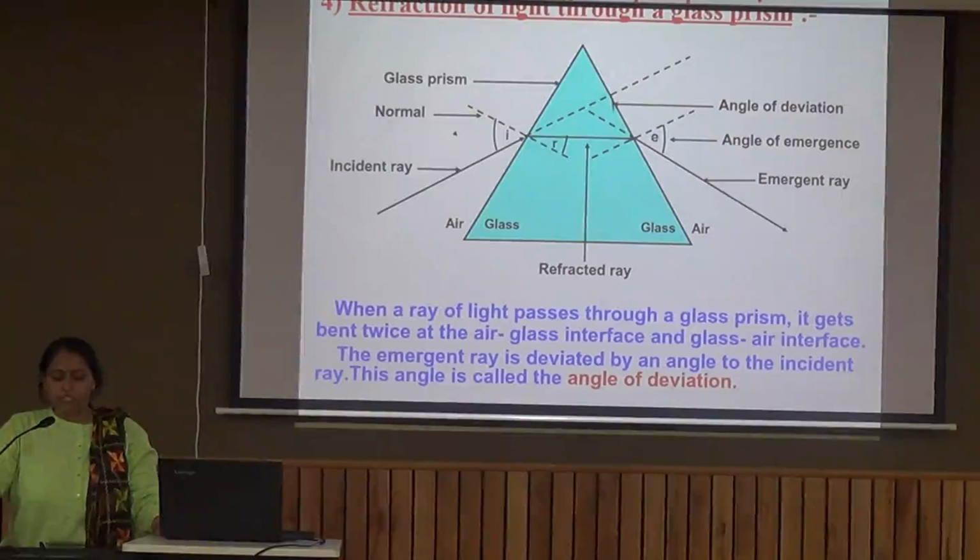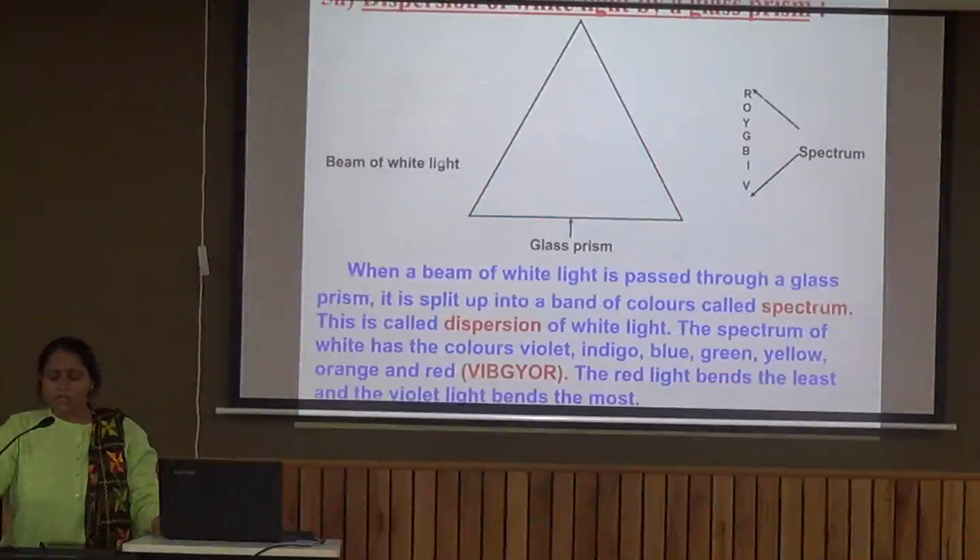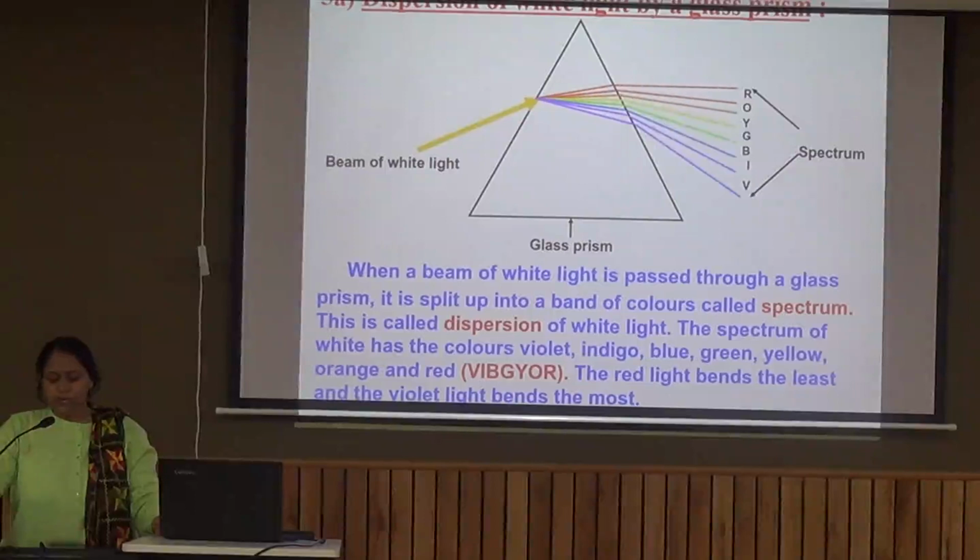So this incident ray produced and emergent ray produced are making an angle. That angle is called the angle of deviation. Now when a beam of white light falls on the prism, what happens? It splits up into a band of 7 colors, which is called the spectrum. And this phenomenon is called dispersion of light.